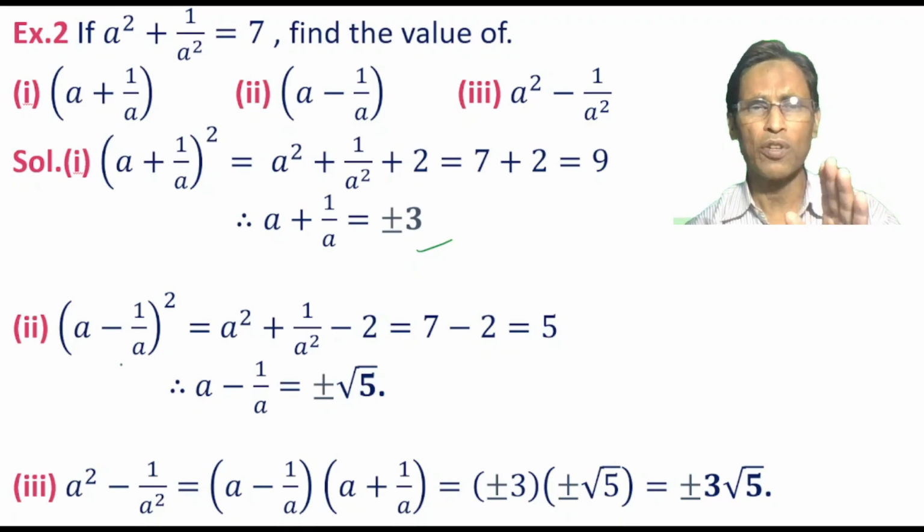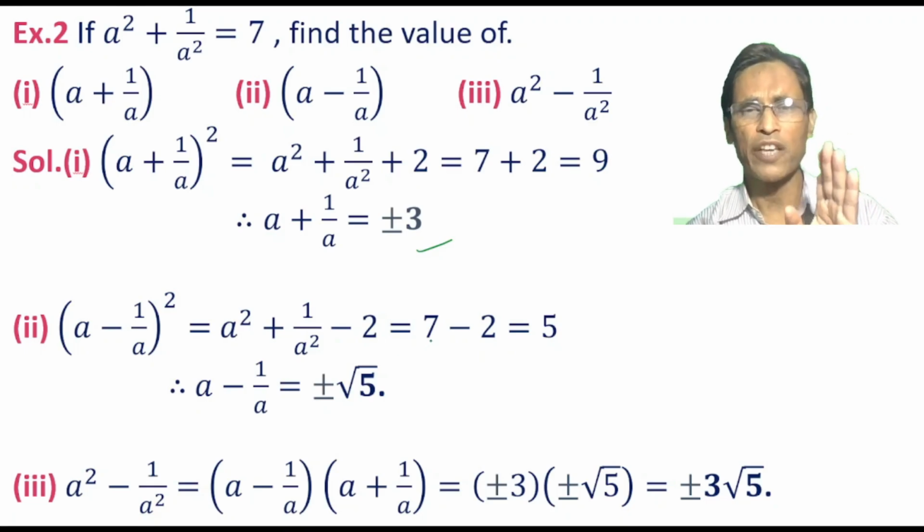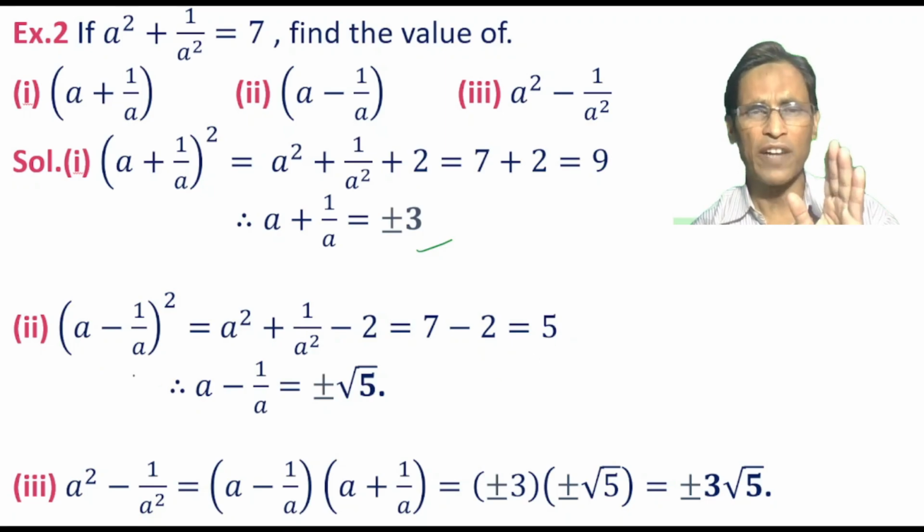Now we come to part 2. To find the value of a minus 1 by a, we take a minus 1 by a to the whole square, और इसको expand किया जा सकता है a square plus 1 by a square minus 2 से. Therefore, by using the given value, we can replace a square plus 1 by a square. And so here it is replaced by giving the value 7, and now 7 minus 2, this 2 is this one. Now 7 minus 2 comes 5. So this 5 is the value of a minus 1 by a to the whole square.